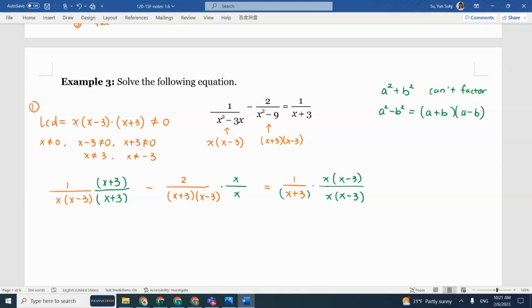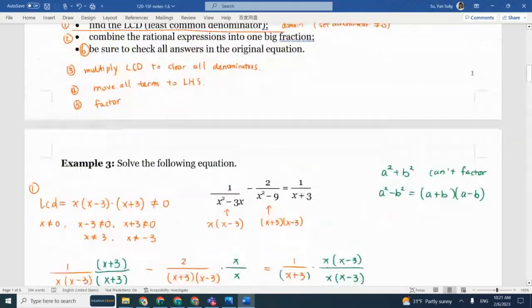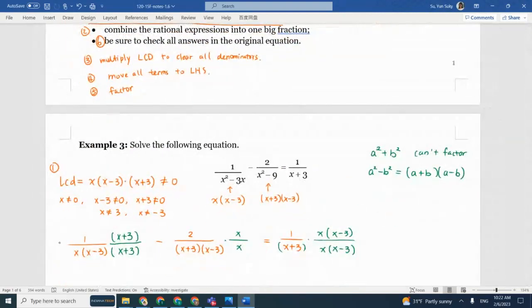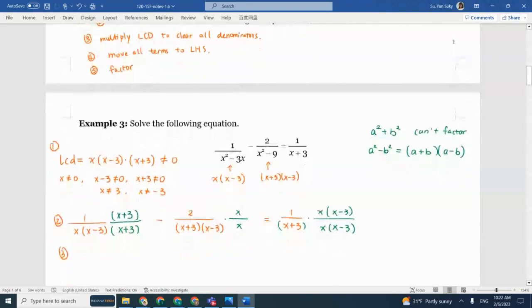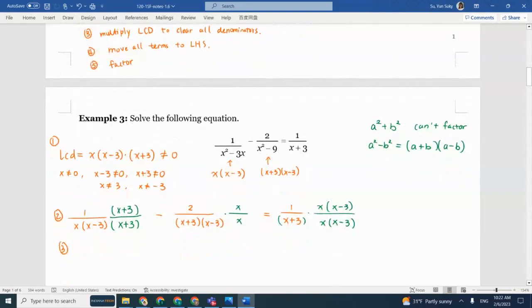Right, everybody? Okay, now we make sure all the terms have the least common denominator, so we can multiply by the least common denominator to get rid of all the denominators. Right, everybody? So check. Step 2, we combine them. We get this. And step 3, multiply by the least common denominator to get rid of all the denominators.